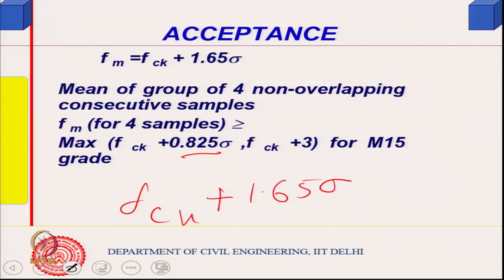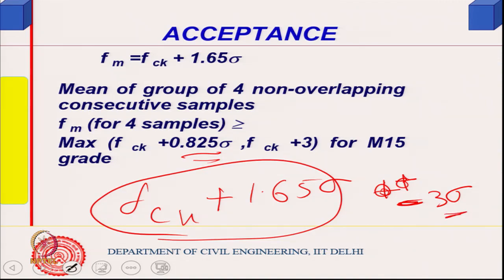1.65 sigma is the mean, and mean plus maximum variation will be mean plus, mean minus, sorry, on the lower side 3 sigma, 99.9% of the time the least value. So, if my mean is this and standard deviation is this, my cube strength, or sample strength, should not go below this.